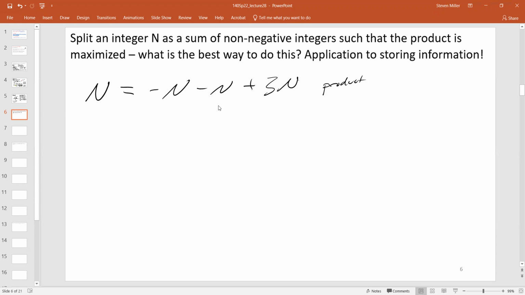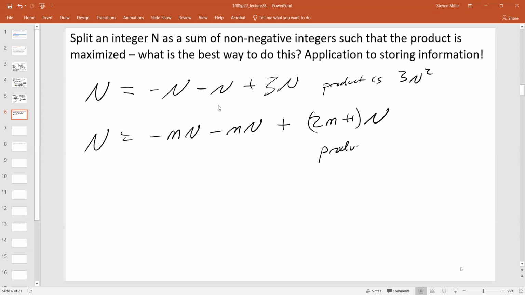And the product is going to just be 3n squared. More generally, I could take n equals negative m n, negative m n, plus (2m plus 1) n. The product is going to be (2m plus 1) times m squared, or this should be n cubed, sorry, n cubed. As m goes to infinity, the product goes to infinity. So if I can use negative numbers, I can make my product arbitrarily large. This problem is not interesting. Okay?